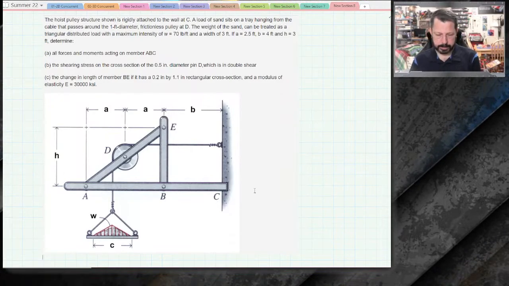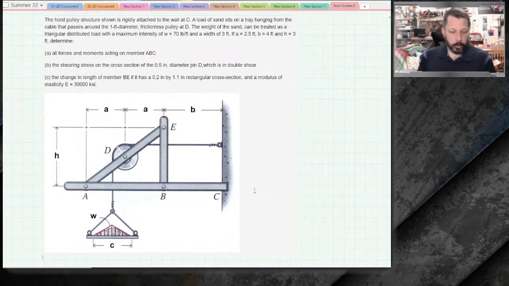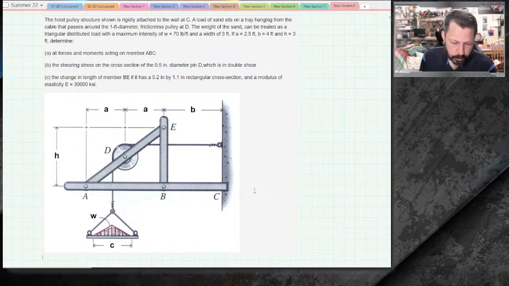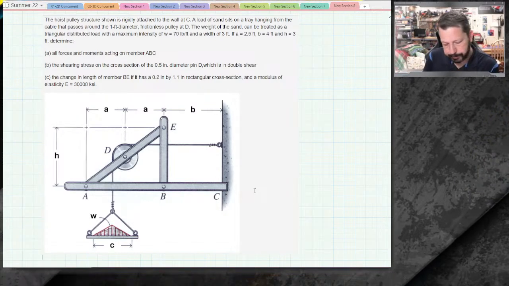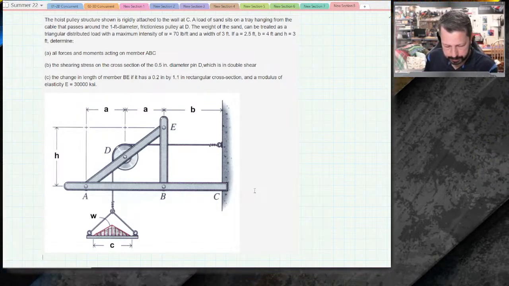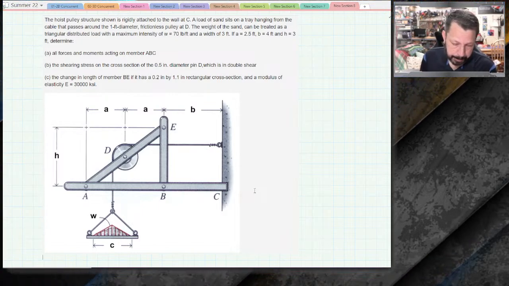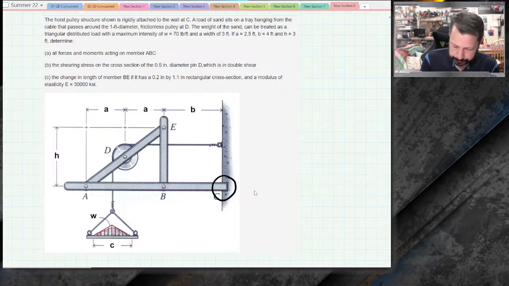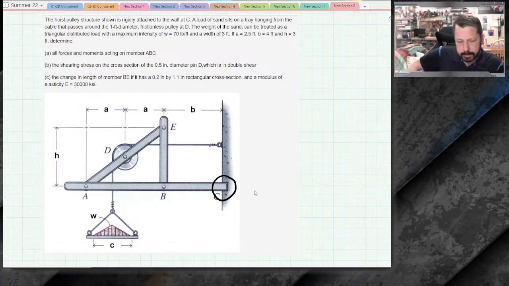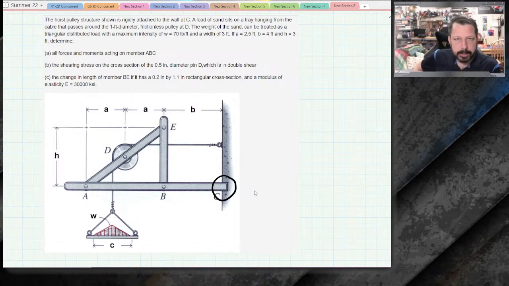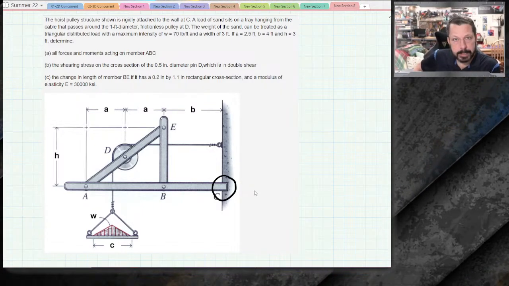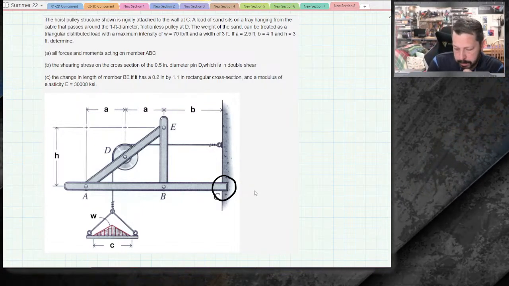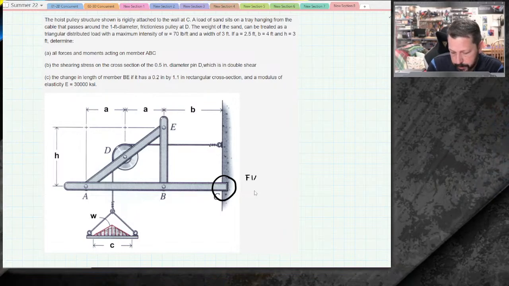All right, so let's see what we have. The hoist pulley structure shown. So the hoist kind of makes you think it's a machine, but there's no parts that could actually move the way they've built it. It is rigidly attached to the wall at C. So that's what they're talking about over here. The rigidly attached, maybe that keyword rigidly is a piece of it. We might call this a fixed support.